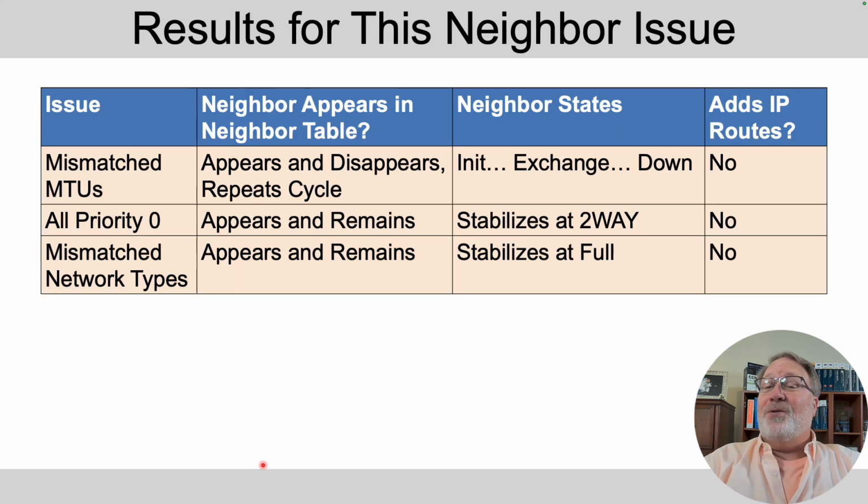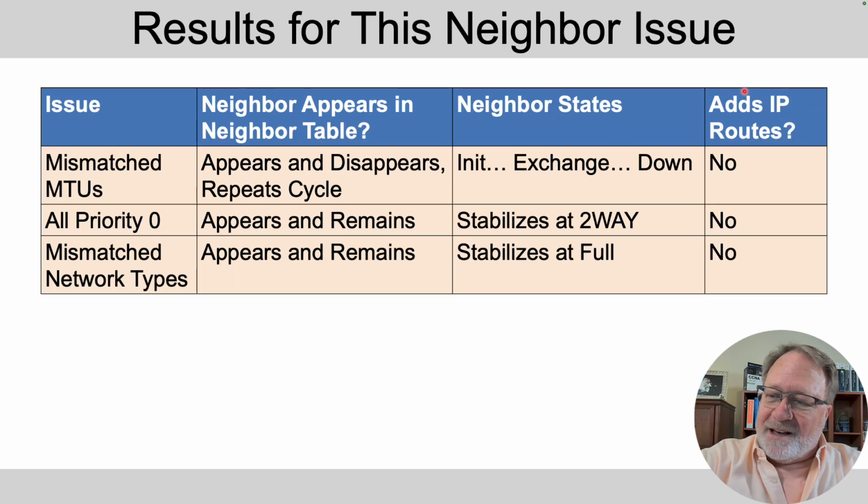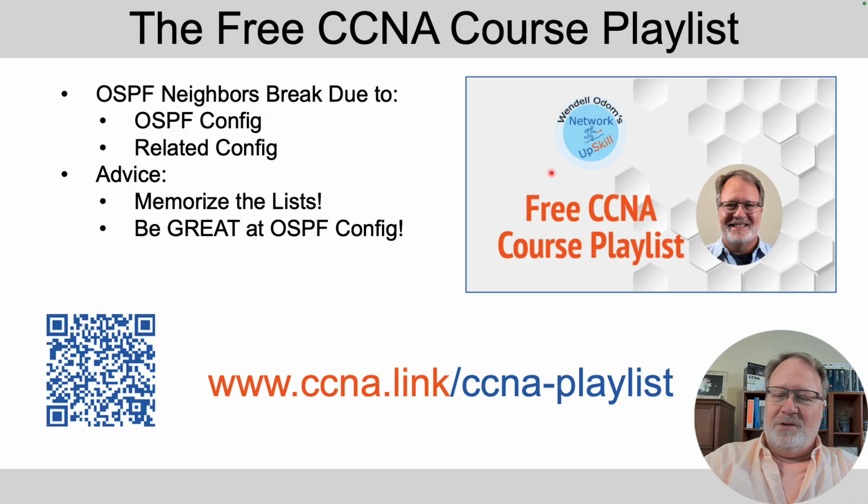Whereas these additional 3 reasons you see on the next page, for these, there are no routes added to the routing table using that neighbor, although you will see the neighbor either appear and stay there or appear, disappear, depending on the issue. So how do you find these things? Well, as usual, look in the CCNA playlist with this direct link or this QR code and scroll down. These are in Chapter 24, so toward the end of the Part 6 videos in the playlist, that's where you'll find these.